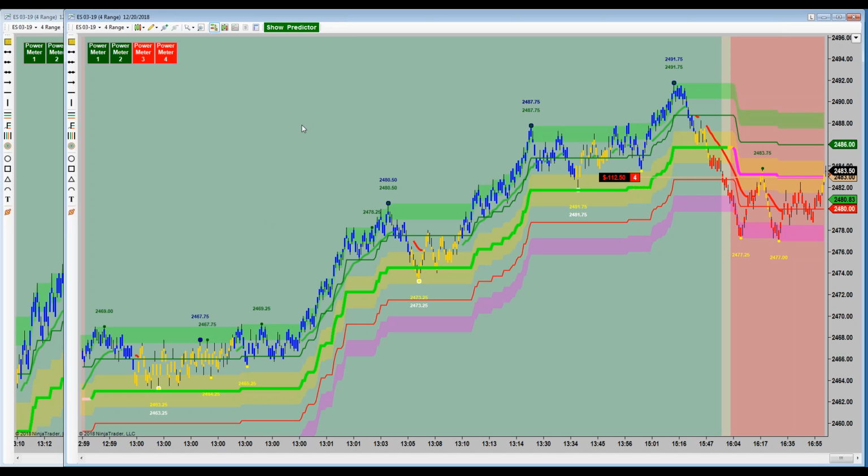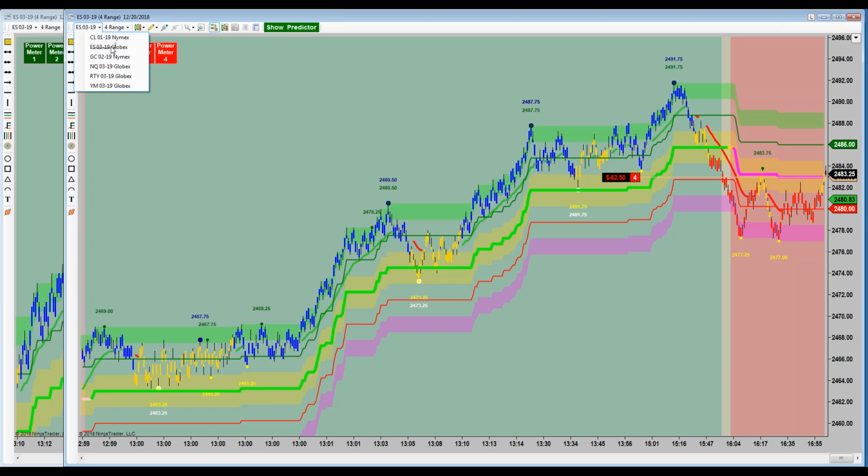We are connected to a data feed to our broker, NinjaTrader. In this data feed, we get the futures instruments. This is the E-mini S&P. Its value is $50 per point, so each point of movement is worth $50. And each tick, since there are 4 ticks per point, is worth $12.50. So each tick of movement is $12.50 on the E-mini S&P.